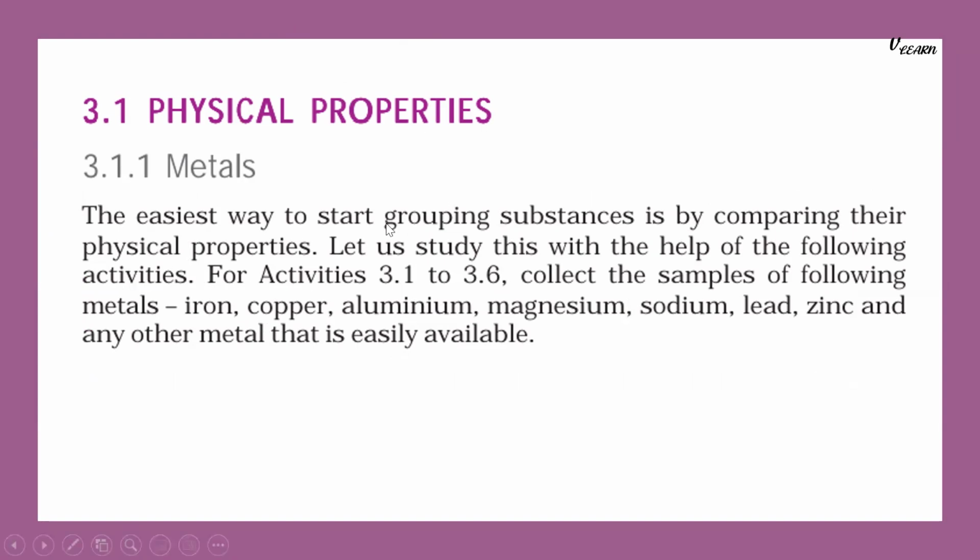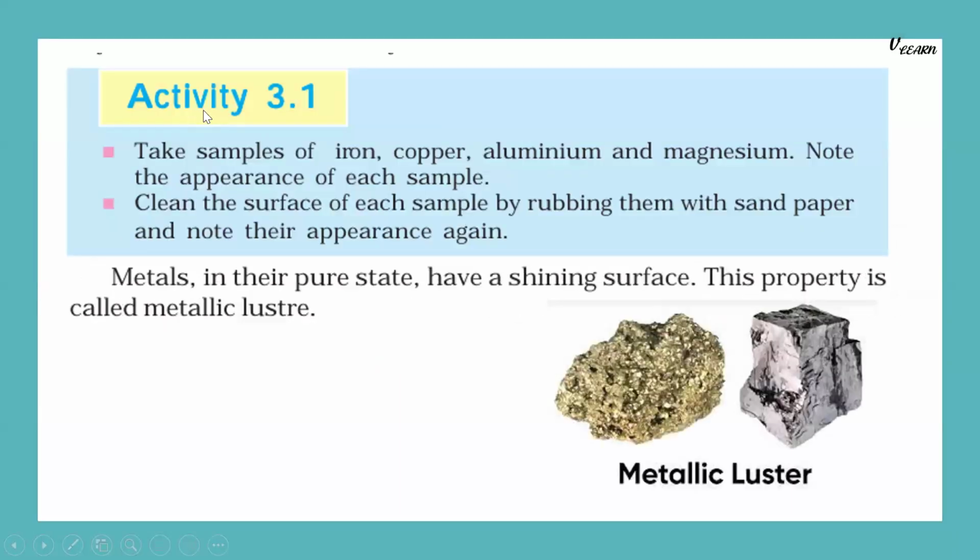Okay. So the easiest way to start grouping substances is to compare their physical properties. We will study the physical properties of metals from activity 3.1 to 3.6. For that, you are asked to collect some metals for doing little experiments. So this is activity 3.1. Take samples of iron, copper, aluminum and magnesium. Note the appearance of each sample. When you see the appearance of metals, you can see that they always have a shining surface.